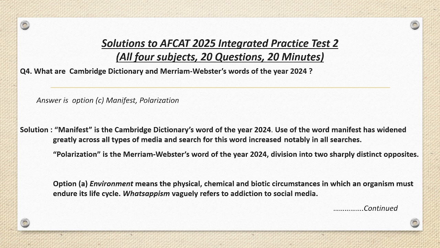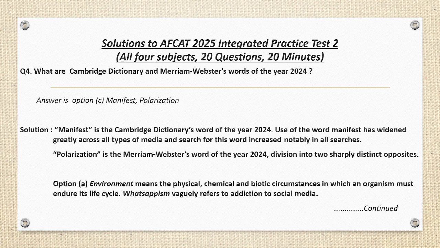Trump, right? Polarization means division into two sharply distinct opposites. Okay. And next, let us see option A also. Option A there, we got environment and WhatsAppism. While WhatsAppism vaguely refers to addiction to social media, right? Many of us, we just spend time in WhatsApp, right? Morning to night. So that is WhatsAppism.